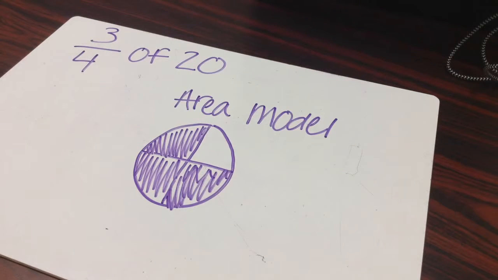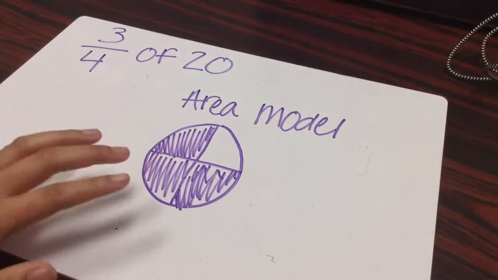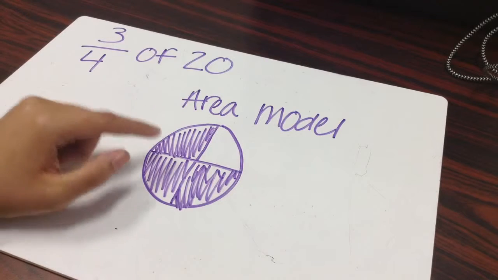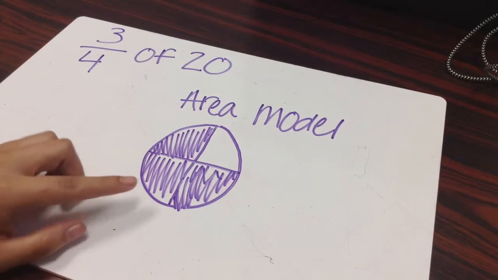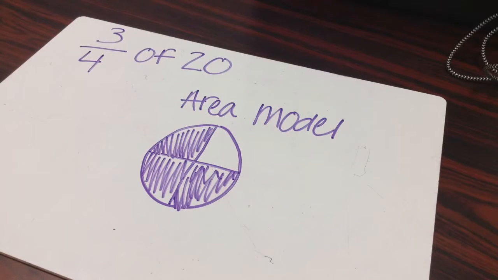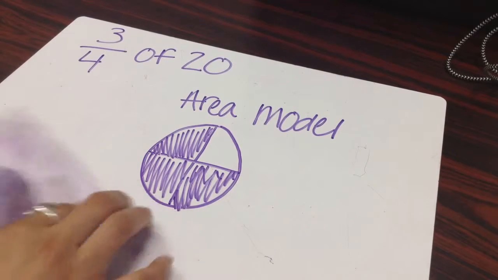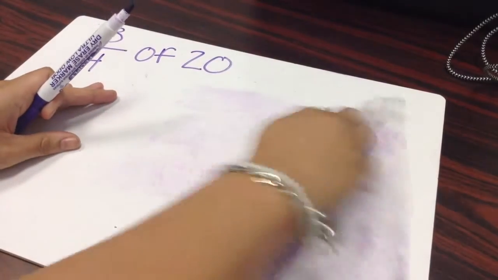And you can't really find a certain answer with this, but it will just show you. You can see that our circle is our whole, which is 20, and then for the 3/4, we can see that we have 4 equal parts, but there's 3 that are shaded, and so that's going to give us our 3/4 of that. And next we're going to do set model, and set model can help us find our actual answer.